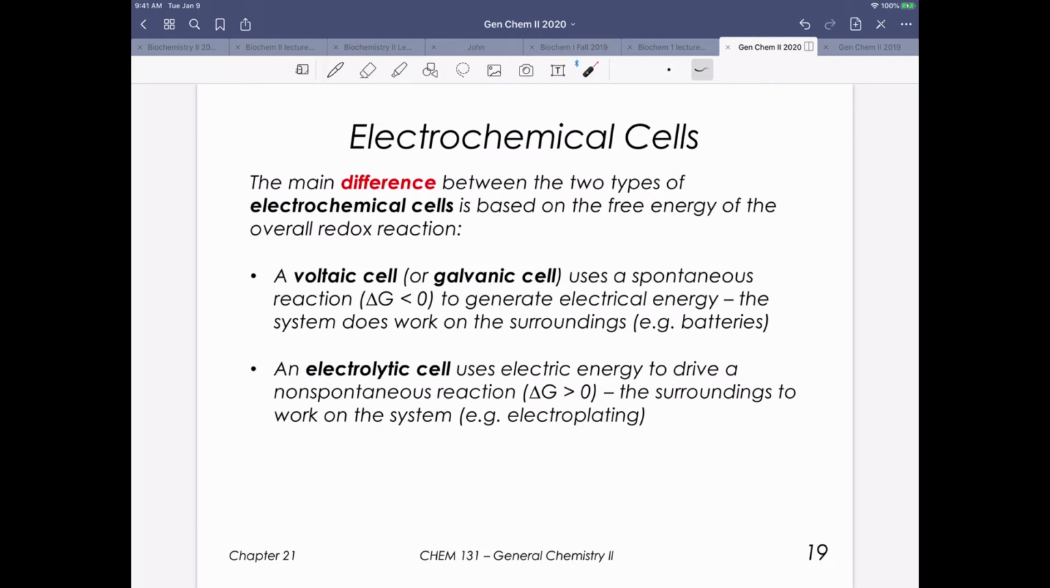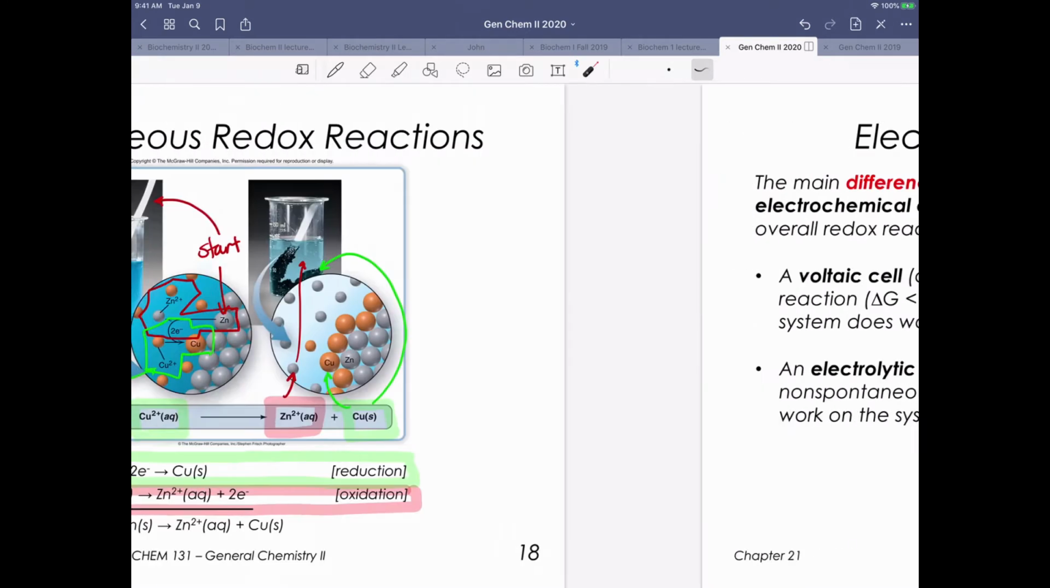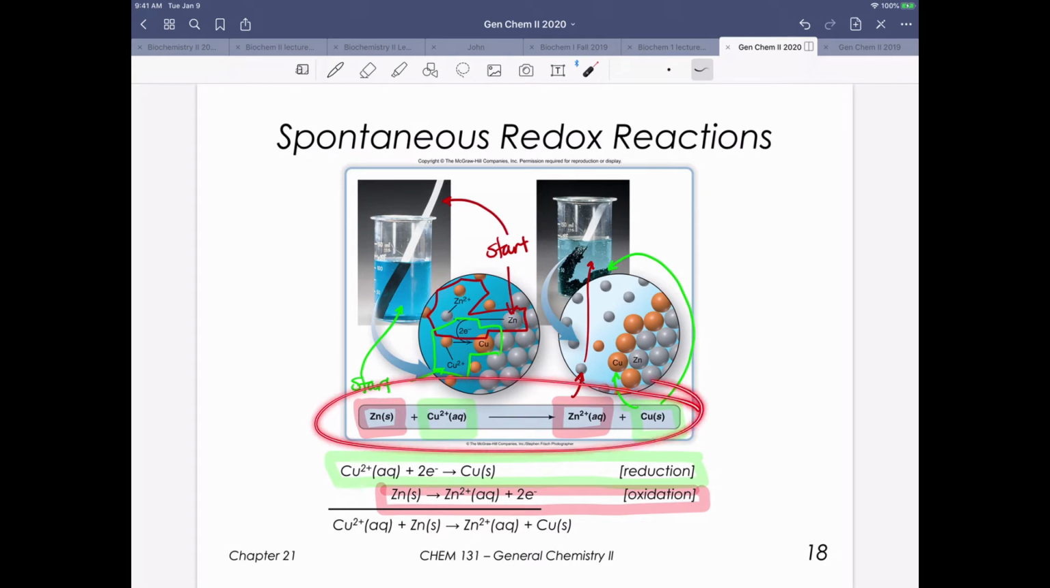These electrochemical cells come in 2 flavors. We're going to focus on Voltaic, or what are called galvanic cells. These are what batteries are. The main difference between these 2 types of cells is which direction energy is flowing. So if we take this copper and zinc system and separate it and allow the electrons to flow through a wire, we can actually harness that energy to do work. And that's exactly how a battery works.